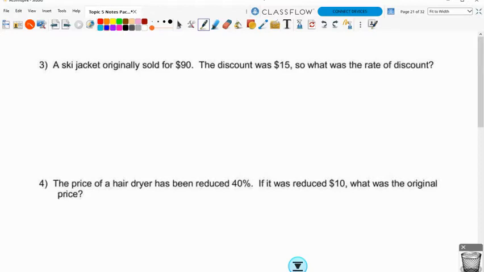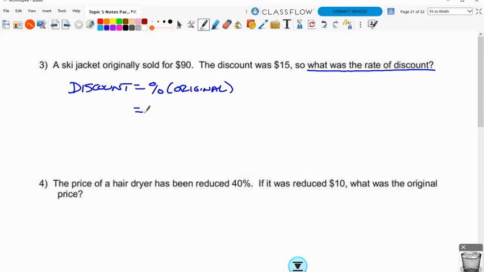In example 3, we're told that a ski jacket originally sold for $90. The discount was $15, so we need to figure out what is the rate of discount. What is the rate of discount? So let's start with the discount equation. Discount equals a percentage of the original price.